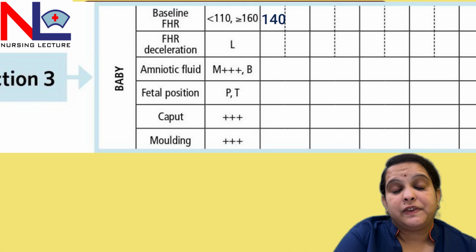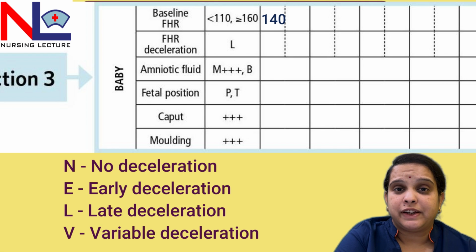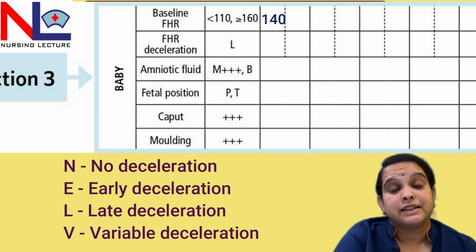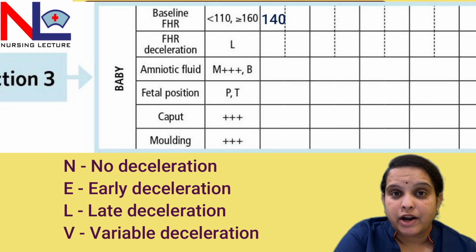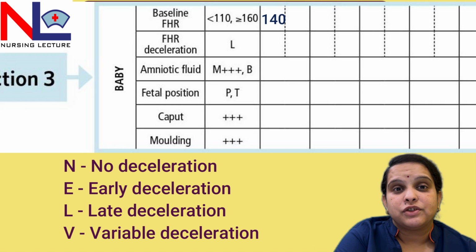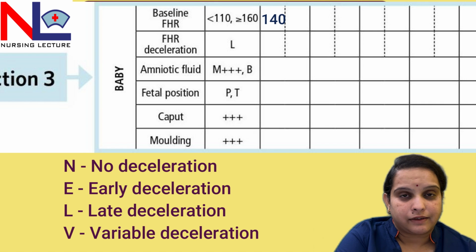So the next category is the fetal deceleration. There in alert there is written L. The abbreviations, non-numerical values that we can use, are N for no deceleration, E for early deceleration, L for late deceleration, V for variable deceleration. So what is deceleration? Deceleration means slowing down of fetal heart rate. We have to record the fetal heart rate for at least 1 minute when the contractions are there. So once the woman has a uterine contraction, at that time we have to record the fetal heart rate.